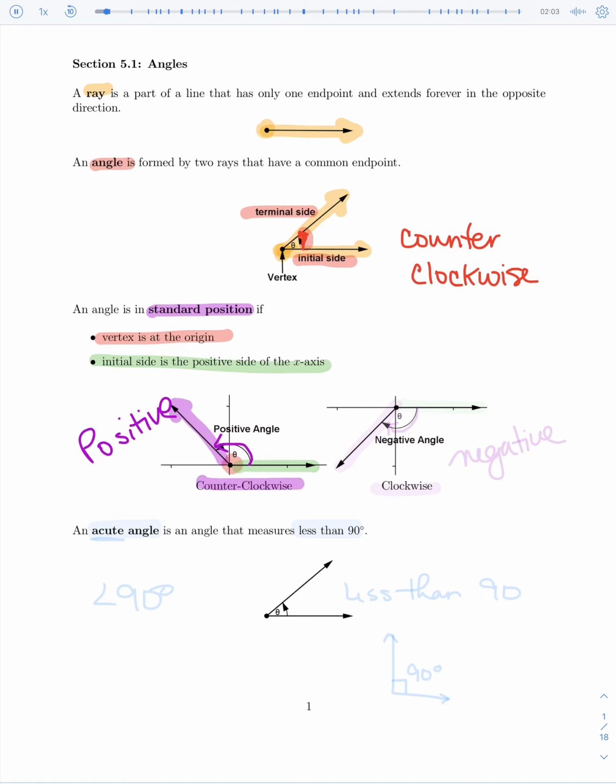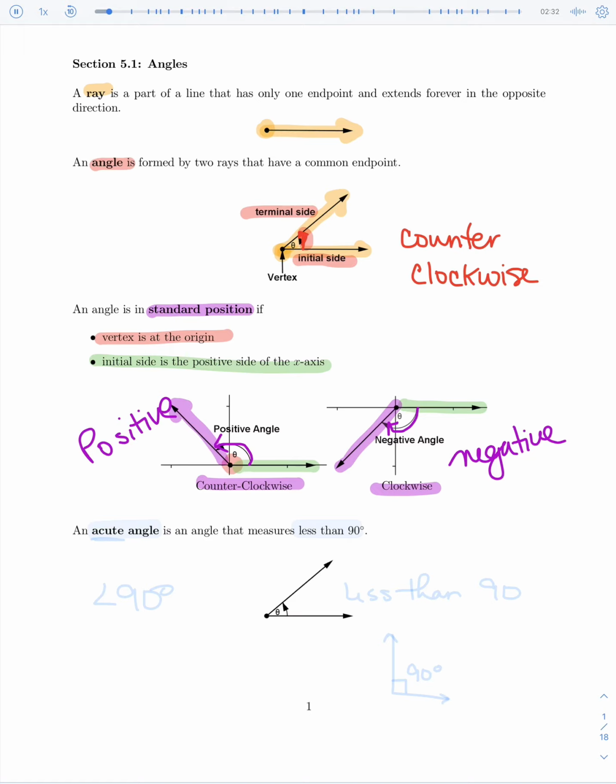However, a negative angle would still be starting at the x-axis, but it would be going in the reverse direction. It would be going in a clockwise direction if it's negative. So that would give you a negative angle if you're going clockwise. I know it's a little reverse of what you would expect, but that's just the way it goes.